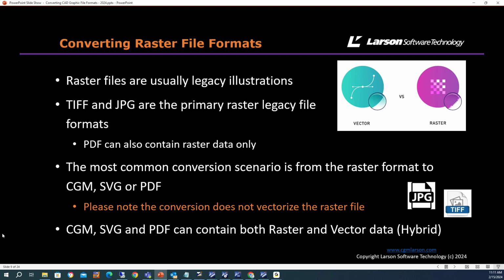Sometimes people make the assumption that when we do this conversion, we actually vectorize the file. And that doesn't really happen, because these file formats support raster inside them as well as vector. As I said, CGM, SVG, and PDF are all capable of supporting both at the same time. So it doesn't automatically convert a bitmap image into a vector image. It just stores the file as its original raster. We call those a hybrid file.